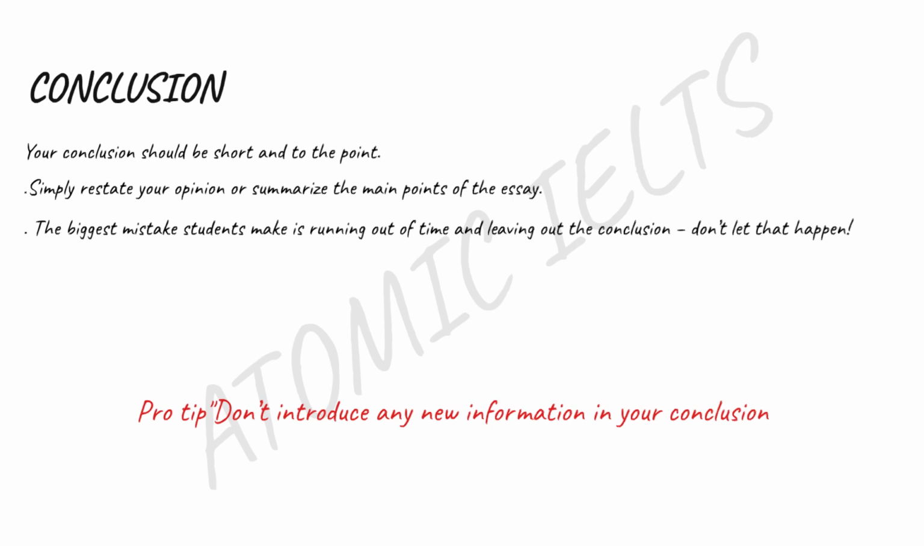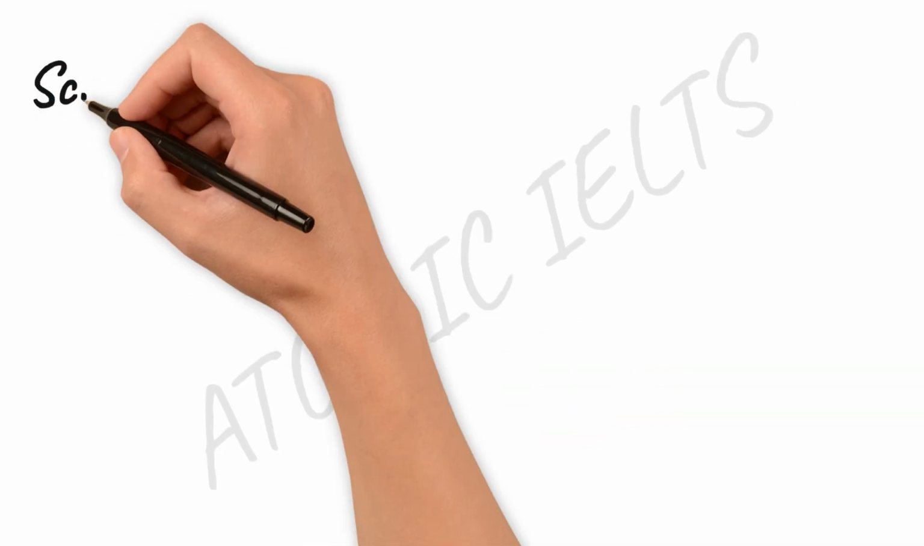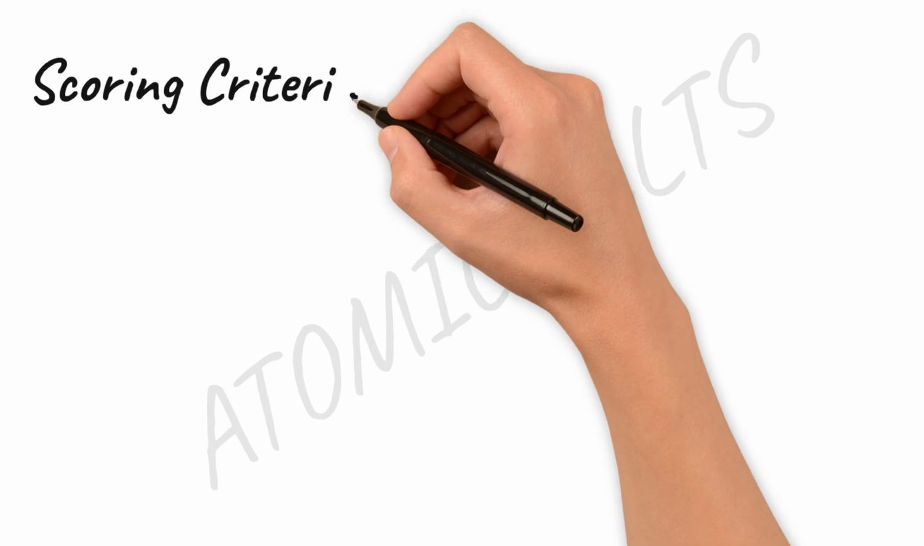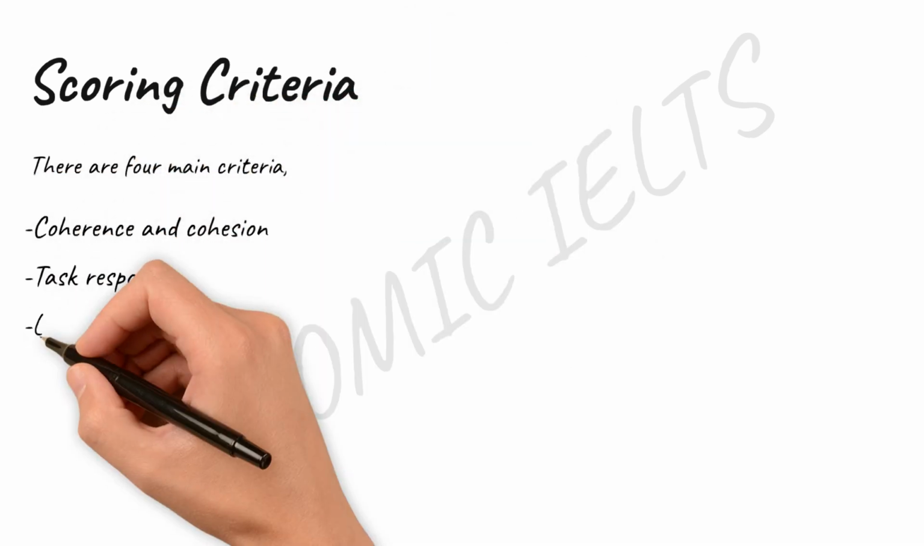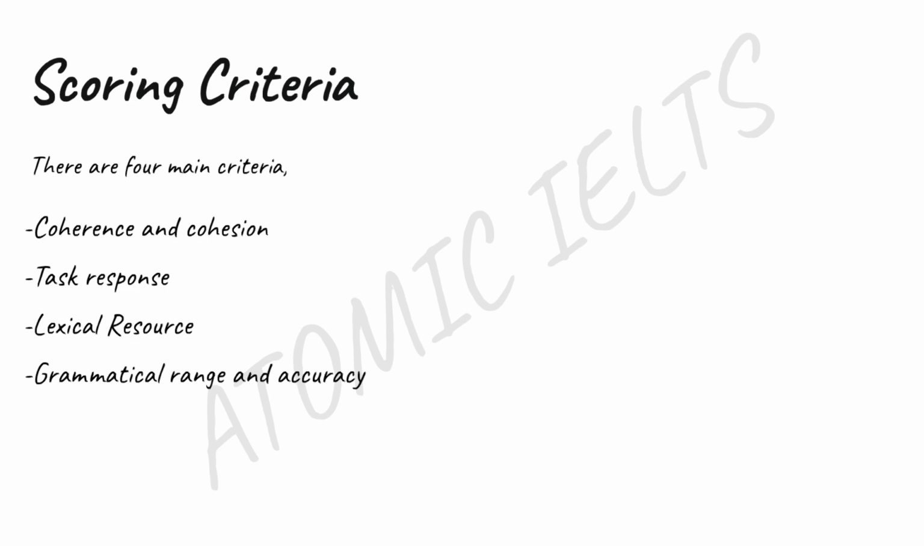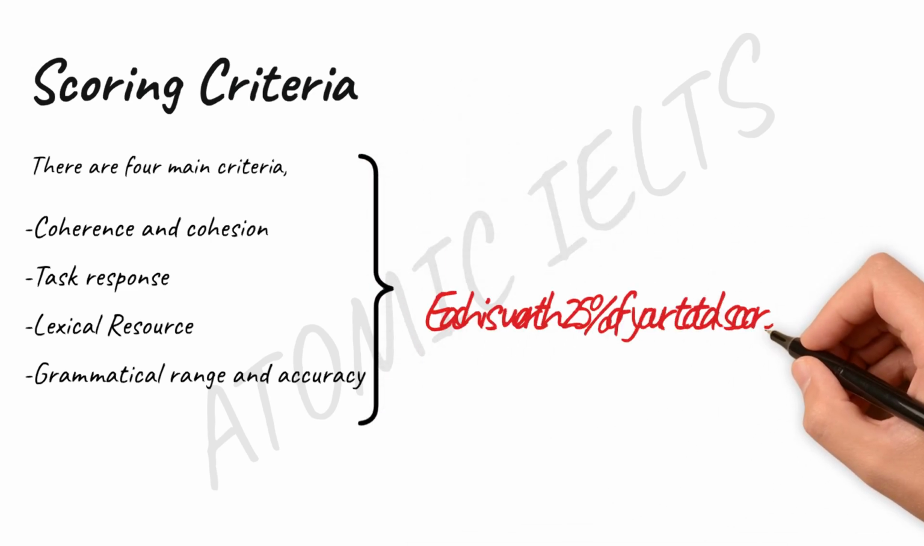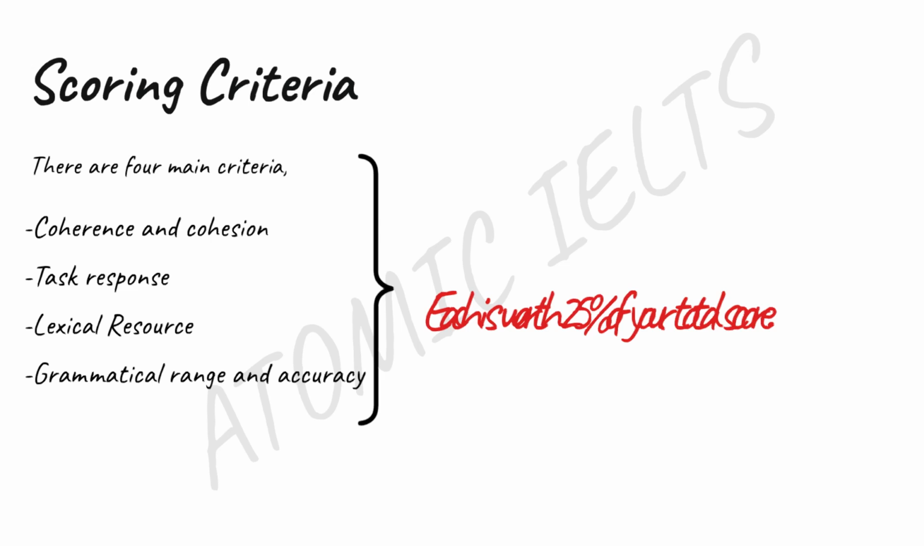Don't let that happen. Next, let's study how the IELTS Writing Task 2 is scored and what the examiner is looking for in your essay. There are 4 main criteria: coherence and cohesion, task response, lexical resource, and grammatical range and accuracy. Each is worth 25% of your total score. Ready? Let's break these down.